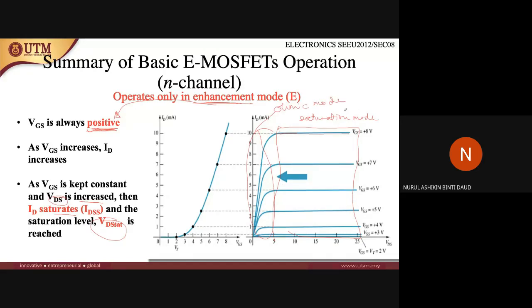This is just extra knowledge for you. At this point here, when it is still increasing, it is called the ohmic mode. At this point here, it is called the saturation mode. And down here, it cannot be seen, but it is actually the cut-off mode, same as BJT. Cut-off mode and saturation mode, but differing from BJT, here there is the ohmic mode.